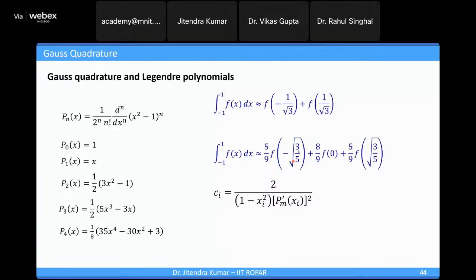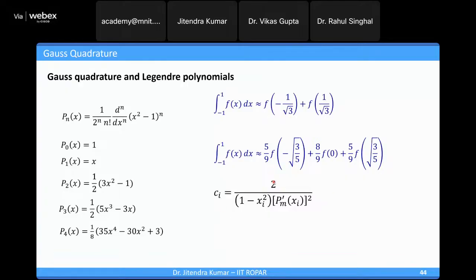The idea is as follows: those weights sitting there, those coefficients, the Ci's, can be calculated by this formula, without going through all the details of solving linear equations, etc. I'll go through these questions a little later. Let me just complete this. You can keep on asking, and we can go through them at the end.